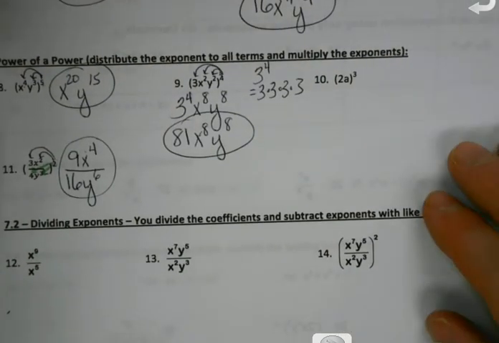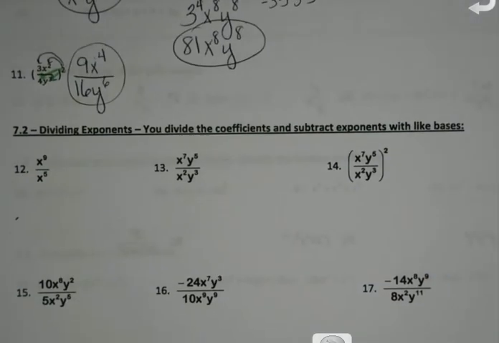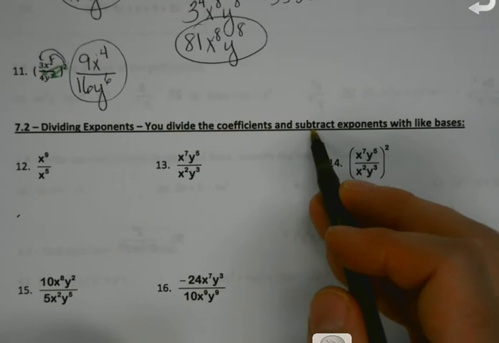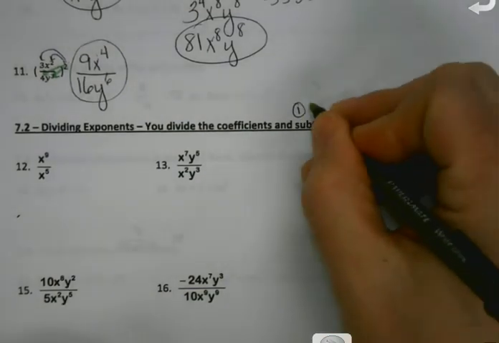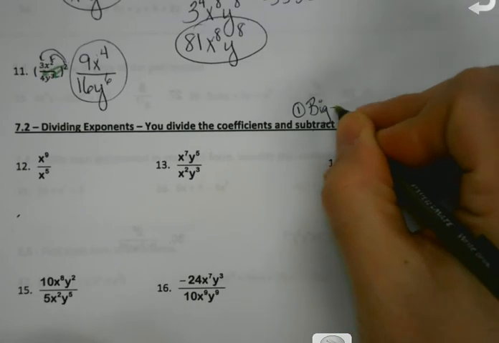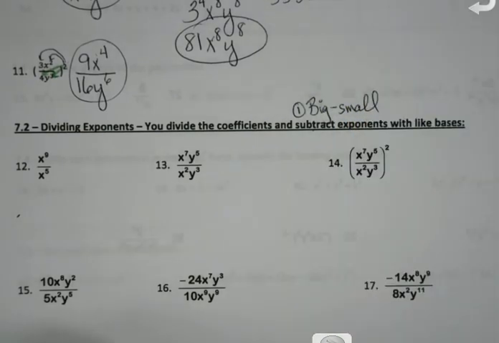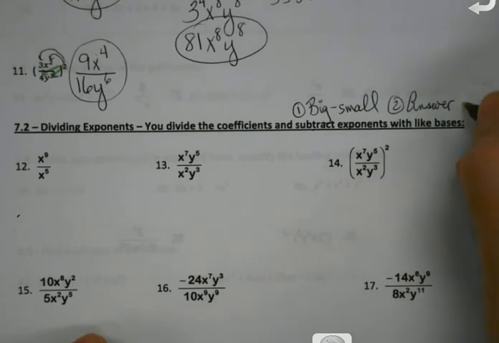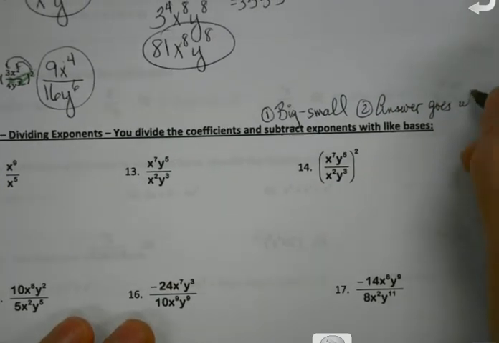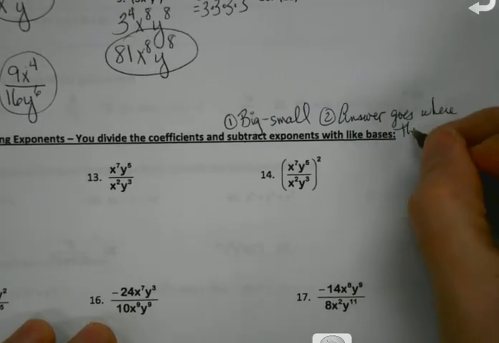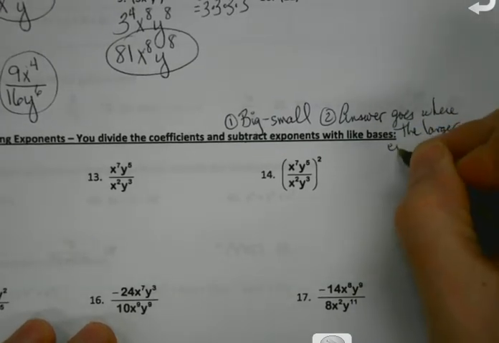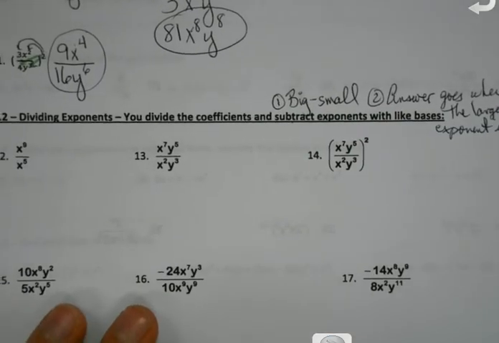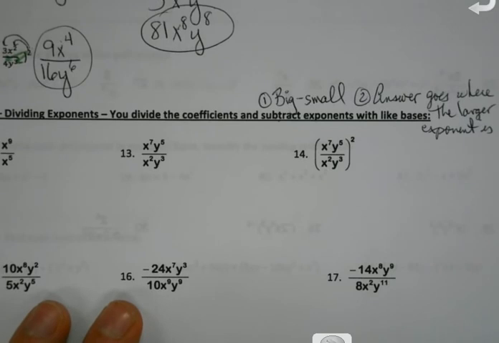So then I get to dividing exponents. Okay, you divide the coefficients, but subtract the exponents with like bases. Now let me give you a reminder on this part, the subtracting exponents. There's two parts to this. You always do the big exponent value-wise minus the smaller one. And then you've got to remember that the answer goes where the larger exponent is. Okay? So for instance, if we're looking here, I guess I should give you a second to write that down.